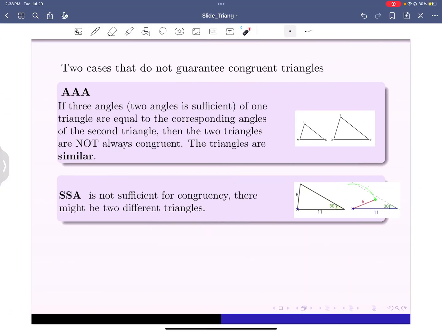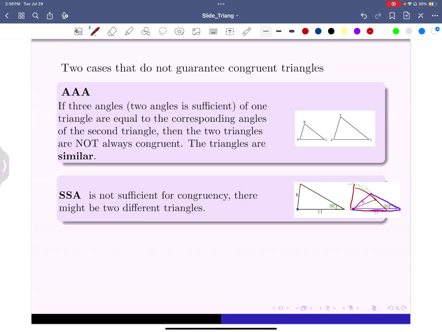Two cases do not guarantee congruent triangles. If you have only three angles equal, then the triangles might be zoomed in or zoomed out. In that case, the triangles can be similar, not congruent. Congruent means exactly the same. And the second one is if you have two sides and an angle, because if you have the length of this and you try to mark it, you can have two triangles. One triangle would be right here, it's 6, but the other triangle would be right here.